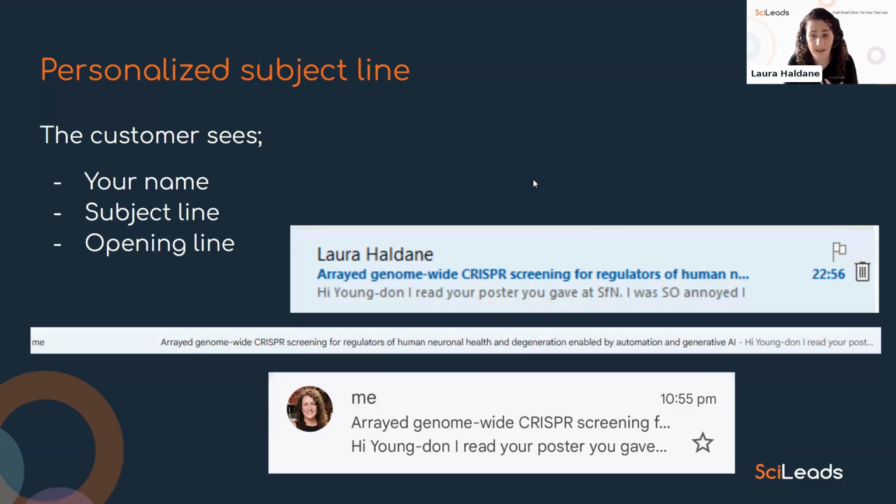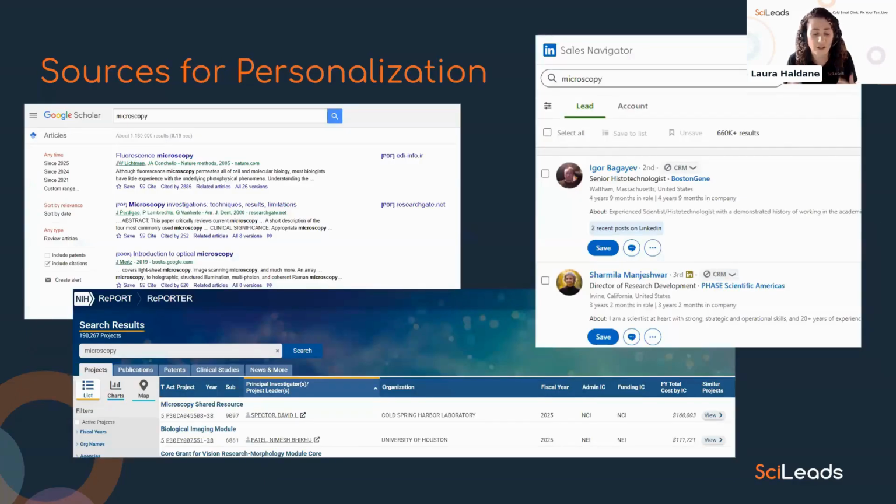So the subject line, have a think about what you can do there. I have some examples coming up to show how you can tailor that in. We just have no excuse to not personalize our emails. The industry that we work in, we have such an array of publicly available data. We have Google Scholar, we have NIH Reporter for the grants, we have LinkedIn. There's so much out there in terms of their research. We really have no excuse not to personalize our outreach.